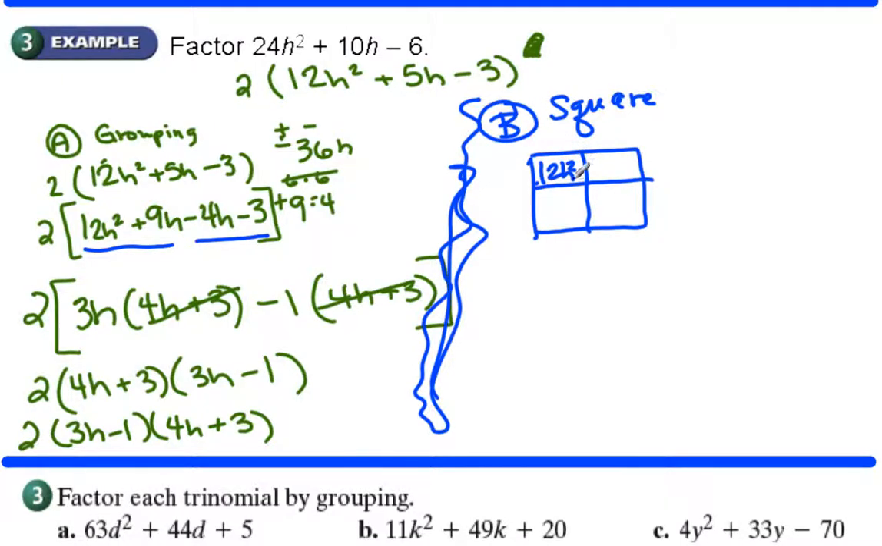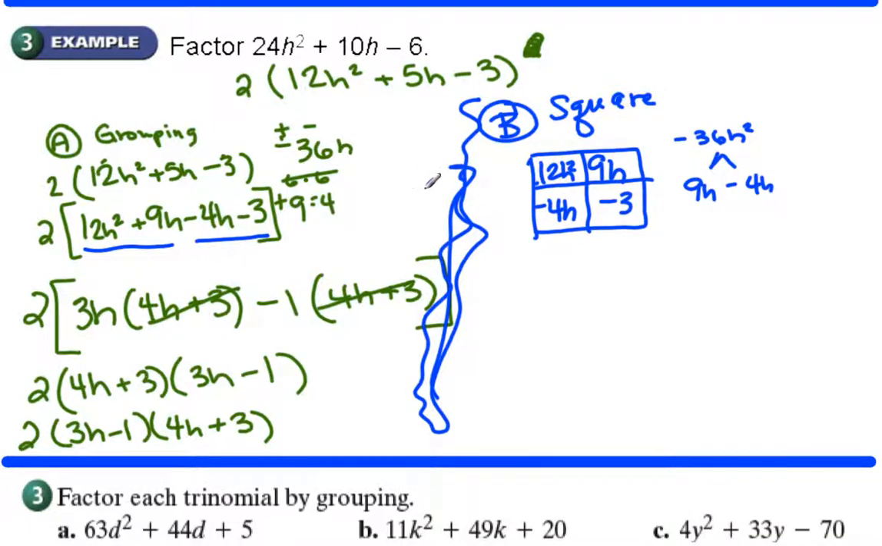12h squared and minus 3, first term here, last term here. Multiply those together, negative 36h squared. Factors of negative 36, that would give us a positive 5. Well, we're not going to recreate the wheel. We know that that was 9h and negative 4h. So we're going to put those in the boxes. Remember, it doesn't matter if 9h is here or here, not at all.